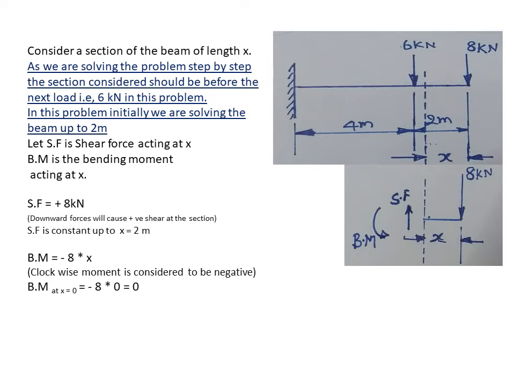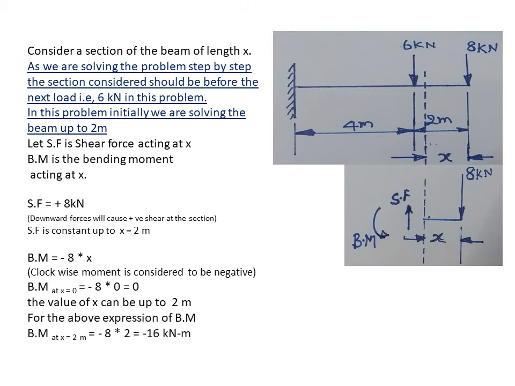Bending moment at x equal to 0 is equal to minus 8 into 0, that is equal to 0. The value of x can be up to 2 meters. For the above expression of bending moment, at x equal to 2 meters is equal to minus 8 into 2, equal to minus 16 kilonewton meter.